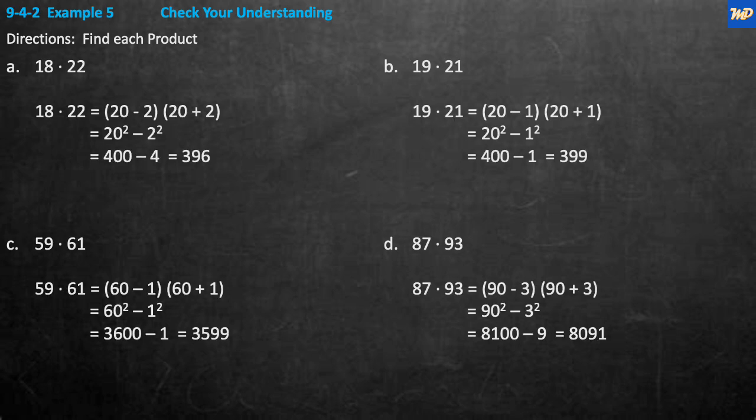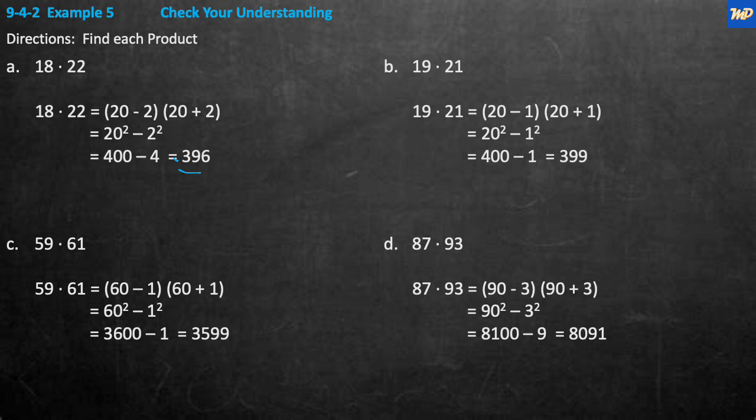Okay, so now that you're back, let's try it. So we have problem A. 18 times 22, we're going to rewrite that as 20 minus 2 for the 18 and 20 plus 2 for the 22. And then we have a first and a last term, and they're identical except for the negative or the positive sign. It's the same difference of two squares. So we have 20 squared, which is 400, minus 2 squared, which is minus 4. 400 minus 4 is 396.